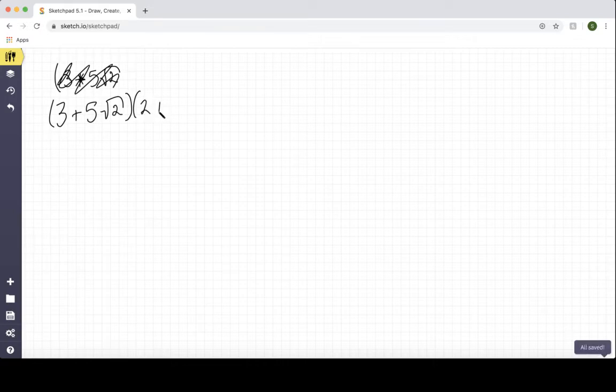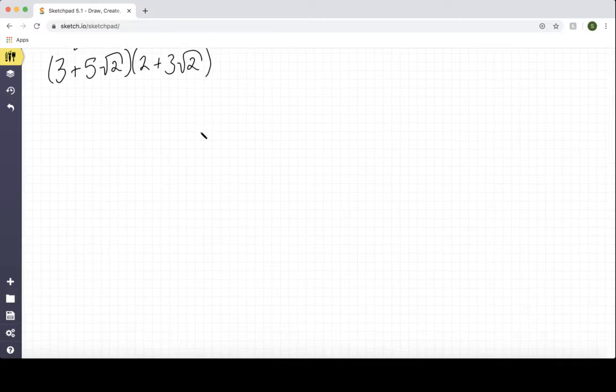So now let's move on to another question. So let's try something like this. So you've got 3 times 5 times the square root of 2. Sorry, this should be a plus. Okay, let's write this again. 3 plus 5 times the square root of 2, times 2 plus 3 times the square root of 2. Okay, so let's think how we would work this one out. Let's cover up my mistake.